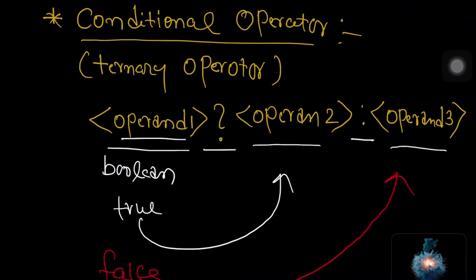So basically, first see this. This is operand 1, and I'm saying operand 1 must always be boolean. Operand 2 and 3 can be anything. So how does this ternary operator work? If operand 1 is true, then operand 2 will get executed or returned. If it's false, it will go to operand 3. Let's see with an example.